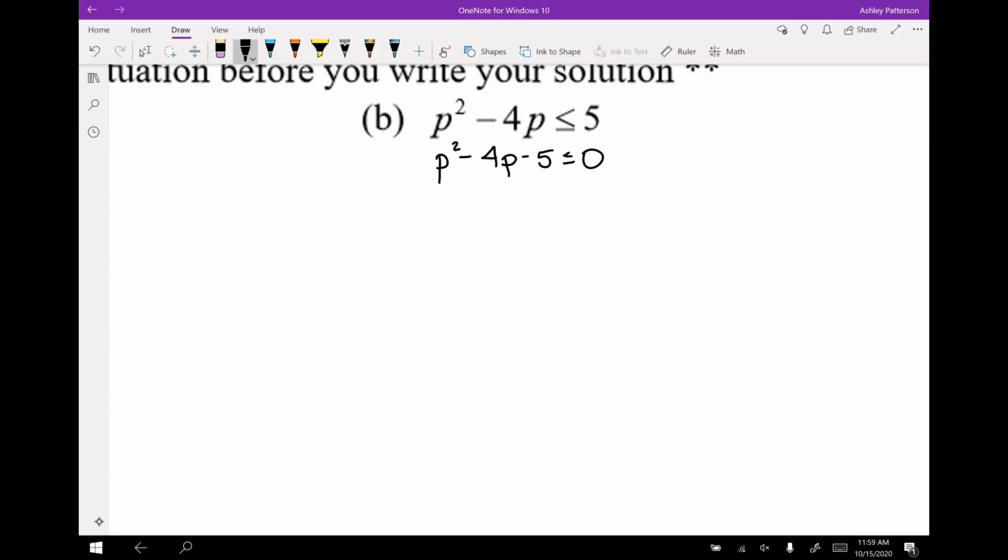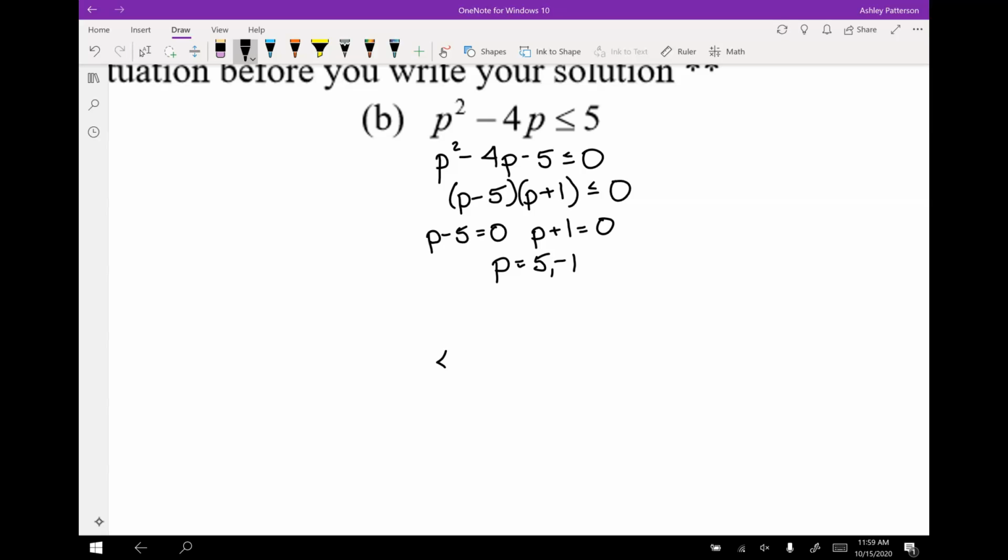You could solve a quadratic equation any way that you want: completing the square, the quadratic formula, or factoring if it allows itself to be factored. So I'm going to figure out what multiplies to negative 5 but adds to negative 4. For us, it should be p minus 5 times p plus 1 is less than or equal to 0. And just like we did with example A, I'm going to ignore the inequality at this point and just solve the two separate factors to find that our x-intercepts are at 5 and negative 1.